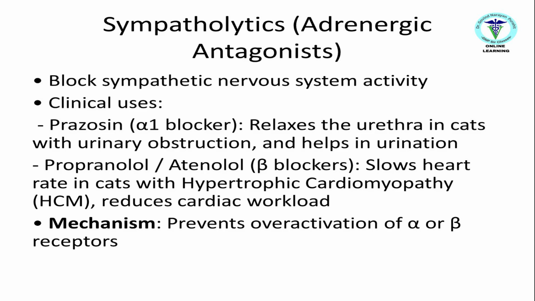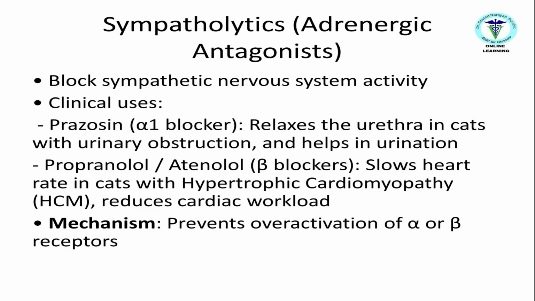Sympatholytics, also called adrenergic antagonists, work by blocking the activity of the sympathetic nervous system, preventing overstimulation of alpha or beta receptors. By doing so, they reduce fight or flight responses, such as elevated heart rate, vasoconstriction, and increased cardiac workload. Some important drugs and their clinical applications include prazosin, an alpha-1 blocker, which relaxes the urethra in cats with urinary obstruction, improving urine flow. It acts by blocking alpha-1 mediated smooth muscle contraction.